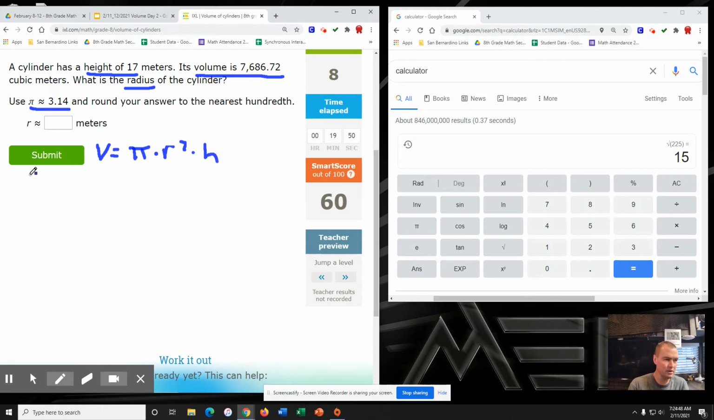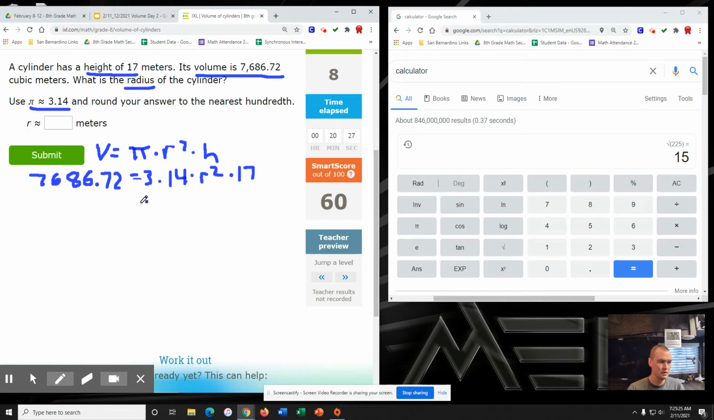So volume is 7,686.72. Keep the decimal. The decimal is going to help make it into a whole number. Remember, the goal is we try to get a whole number for the radius. Equals pi, 3.14, multiply r squared. The radius, we don't know, right? So leave that as r squared. That's what we're solving for. Times the height. Height is 17. So they give us everything but the radius. No problem, because we can just work out the radius, right?